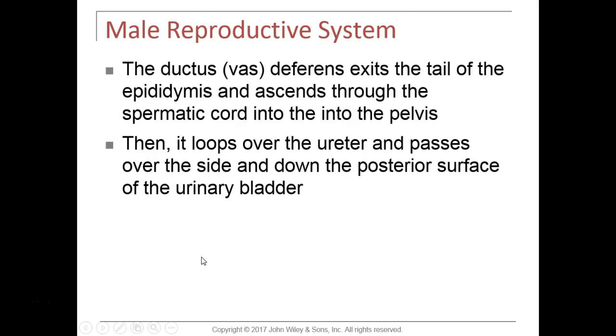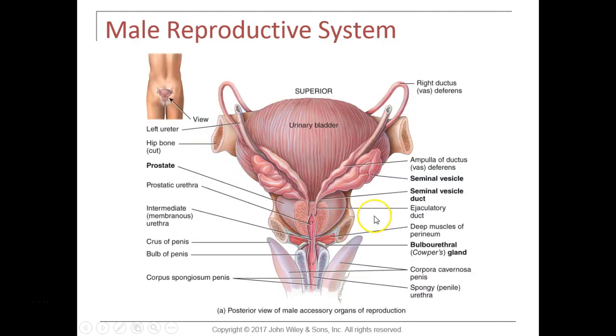The vas deferens exits the epididymis at the tail of the epididymis and enters the spermatic cord. The spermatic cord carries the vas deferens up into the pelvis, where it then courses over the ureters and passes down the posterior lateral sides of the urinary bladder. And so let's take a look at the picture of what's going on.